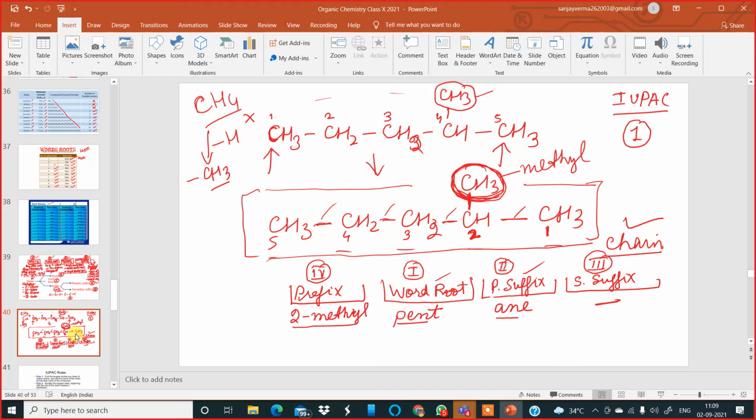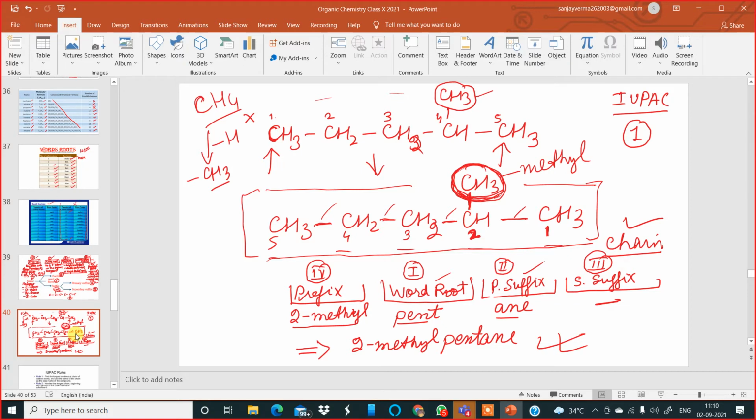Now finally I write the correct answer like this. Join everything: 2-methylpentane, which is the correct answer.